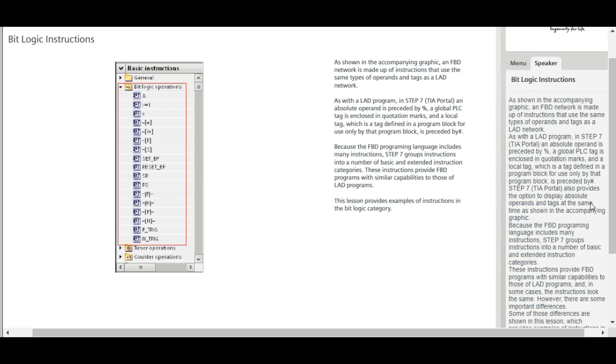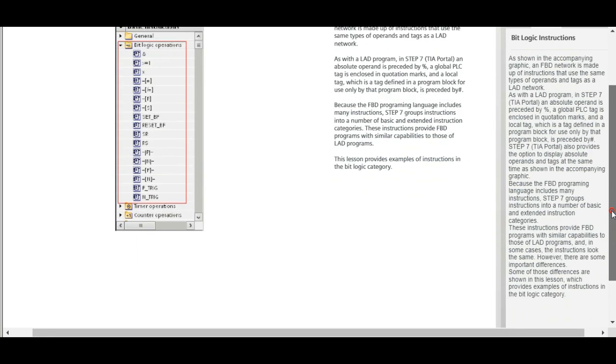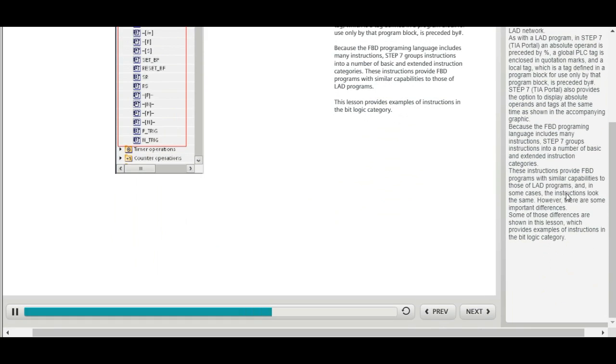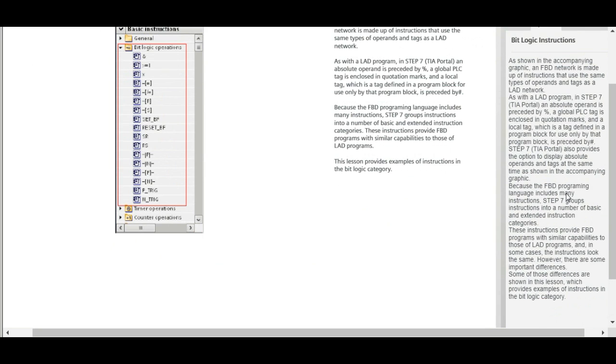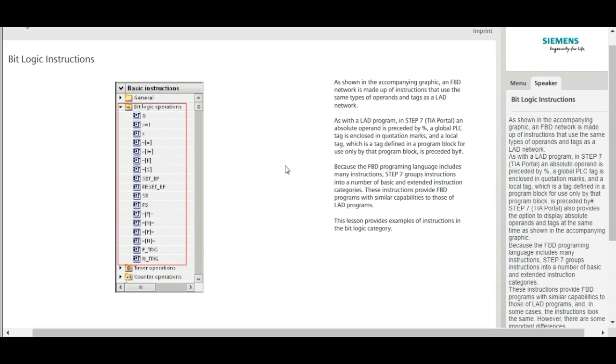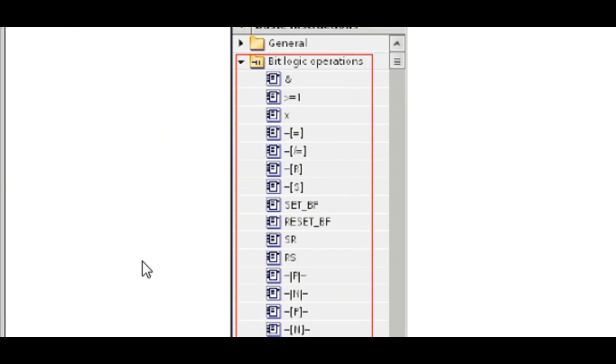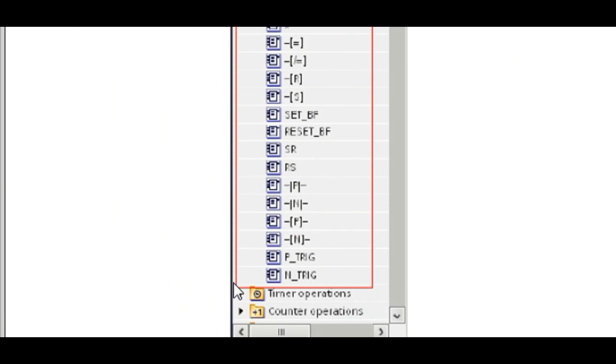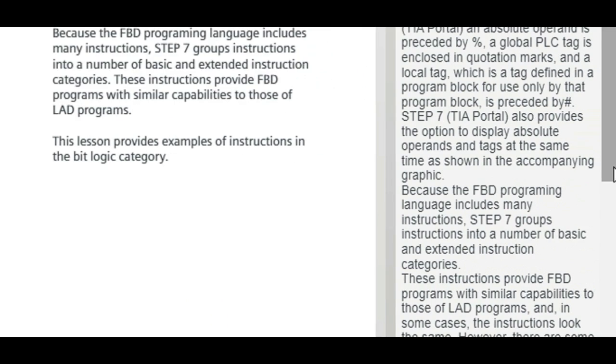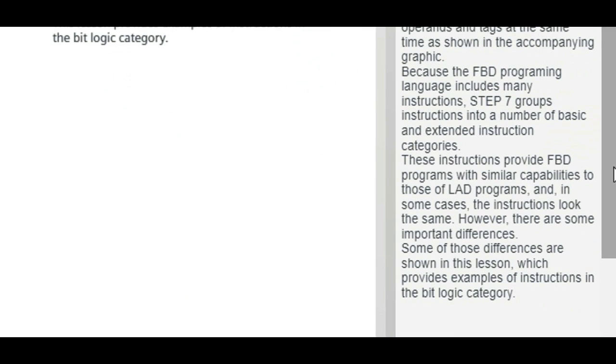Because the FBD programming language includes many instructions, Step 7 groups instructions into a number of basic and extended instruction categories. These instructions provide FBD with similar capabilities to those of LAD programs, and in some cases the instructions look the same. However, there are some important differences. Some of those differences are shown in this lesson, which provides examples of instructions in the bit logic category.